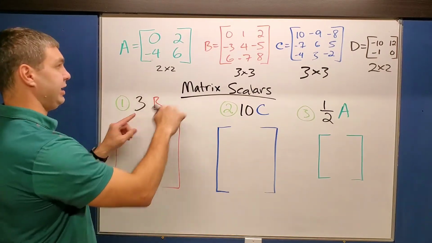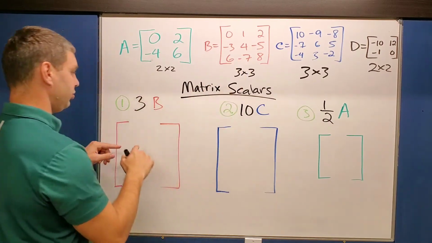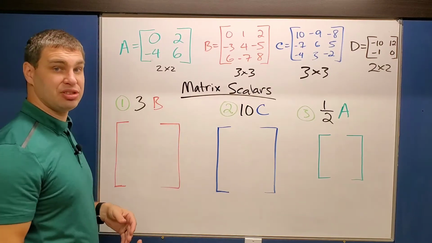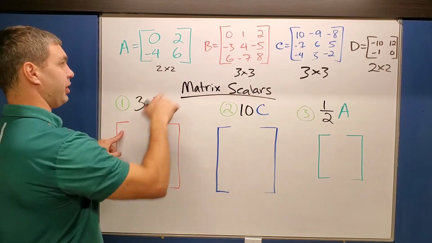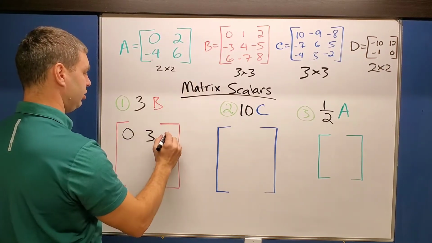So for example, if I have my matrices up here, if I want to take 3 times b, what I'm going to do is it's still going to end up being a 3 by 3 matrix. I'm just going to take that 3 and multiply it to each position through the matrix. So for example, 3 times 0 is 0. 3 times 1 is 3, 3 times 2 is 6.